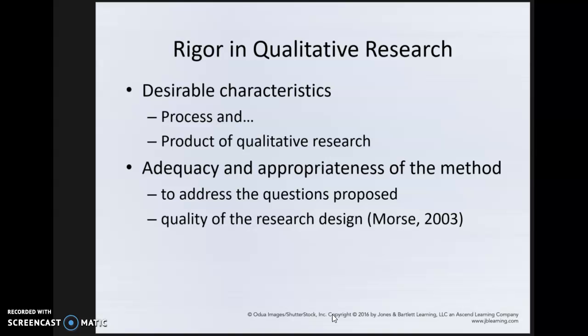So we're looking at not only what the results were, but how they got to those results. And we're looking at the adequacy overall and the appropriateness of the method. So was the method of the qualitative research appropriate for the questions that were proposed? And how well was the research truly designed? Those are foundational components that you will be looking at when you are analyzing qualitative research.